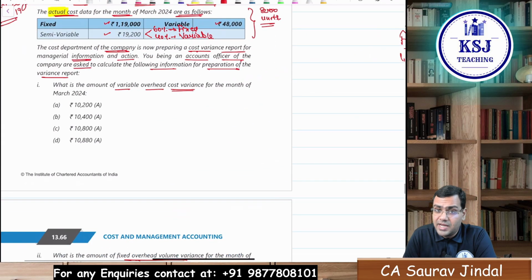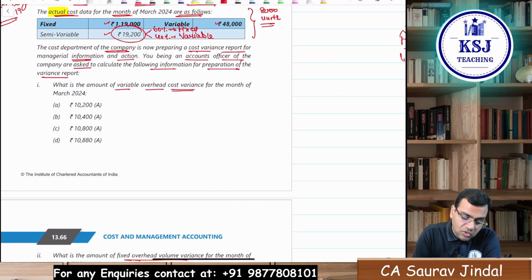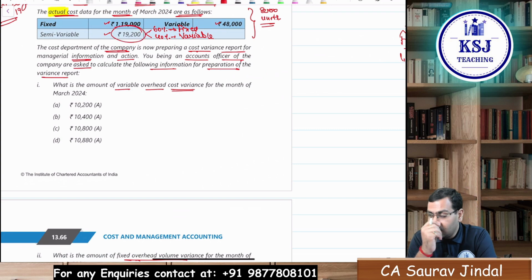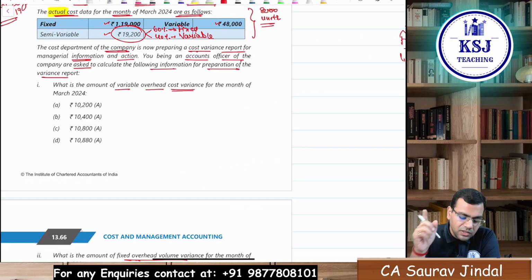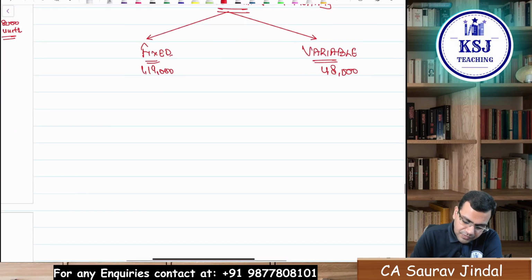Anything else to be added? Yes, sir. This semi-variable overheads of 19,200, 60% of this will go to the fixed cost and the remaining 40% will go to the variable part. Okay, add semi-variable overheads.